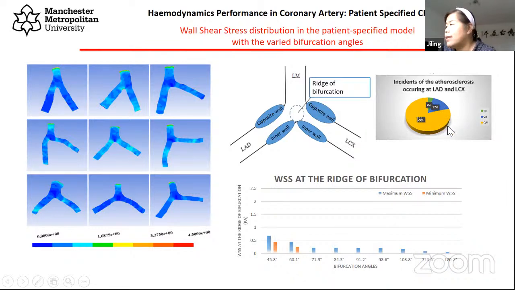This research finding is consistent with the clinical research finding. We also used the CT images to observe where atherosclerosis occurs. We notice that 79% of the atherosclerosis occurs in the area close to the opposite wall. So that is one of my computational modeling research projects.